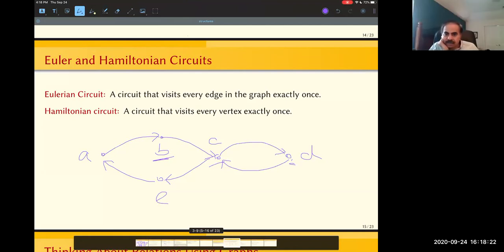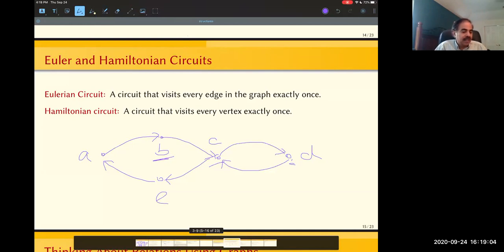Right. Okay, that's a good point. So the circuit is a closed path. But often you will typically see these two terms, you won't hear about a Hamiltonian closed path, right? You hear Hamiltonian circuit. But yes, the term that we defined is really a closed walk, and circuit exactly matches the definition.